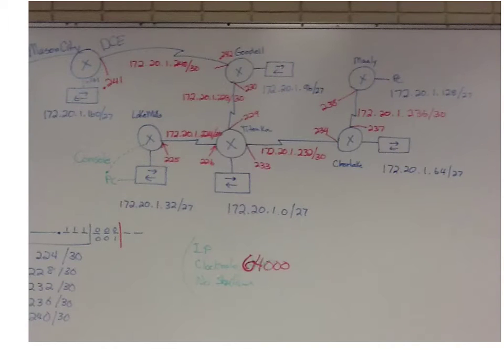Alright, part 3. I'll start with this diagram again. Cover a few more things. If you're on a PC here and you want to communicate with the router, you can telnet to the router using those VTY lines. And remember, telnet's unsecured.